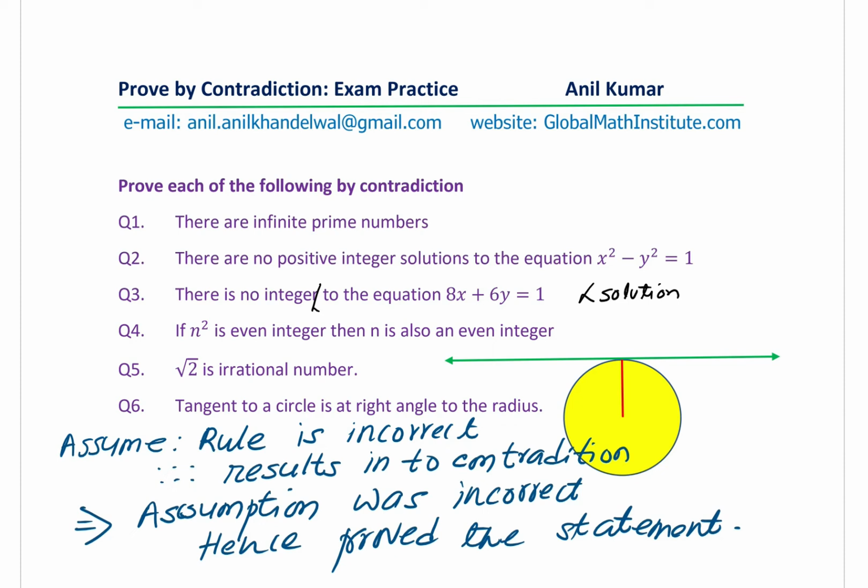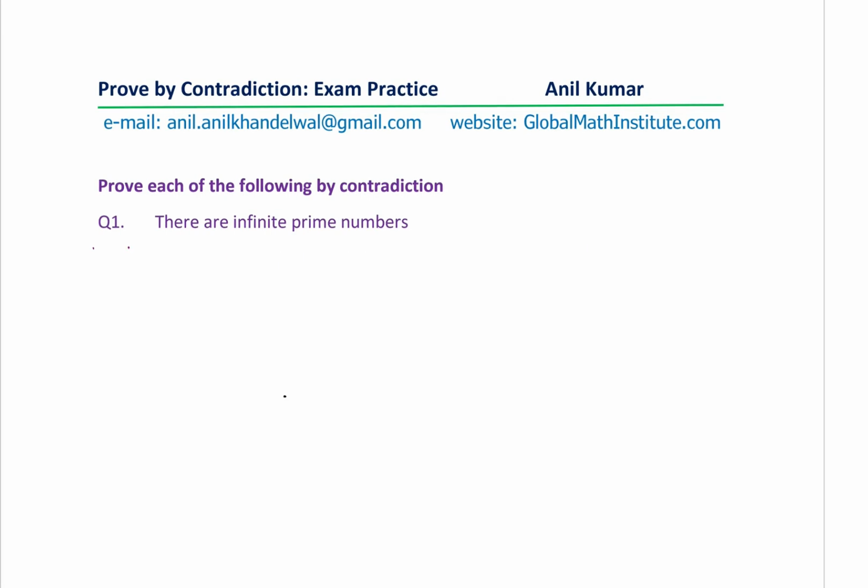And these are very logical steps used by well-known mathematicians. The very first example was taken by Euclid. So let's begin with that itself. As I was saying, question number one here is there are infinite prime numbers. Now this solution was provided by Euclid, and this strategy is extensively used. So the statement here is there are infinite prime numbers.